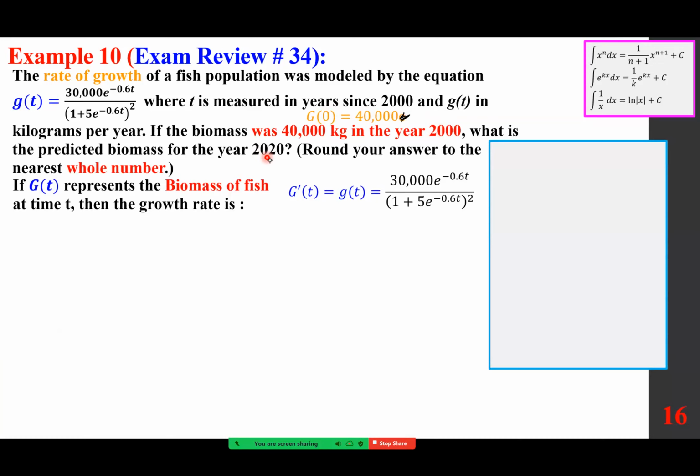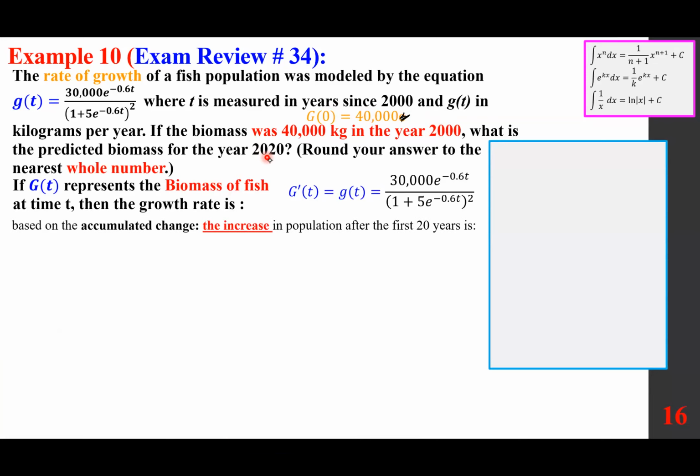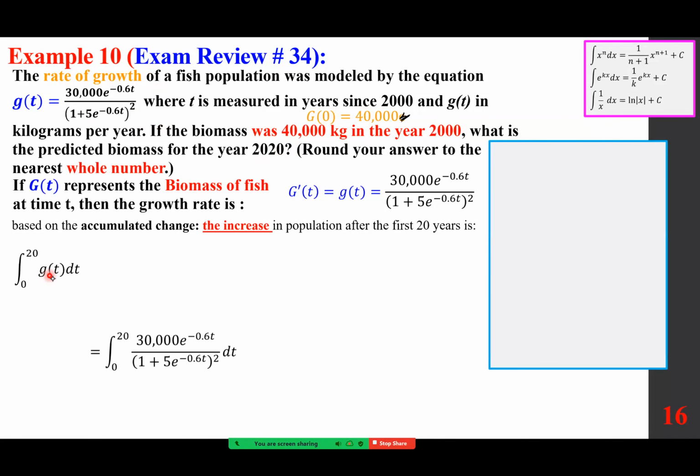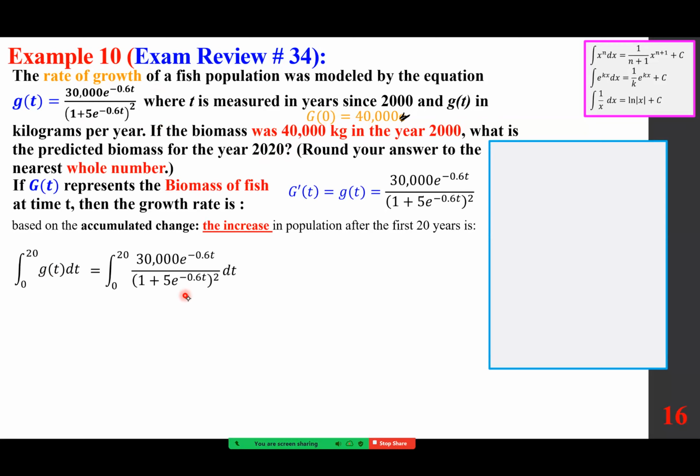So we are dealing with 20 years later. Based on the net change theorem, or accumulated change, the amount of increase in the biomass of the fish is the integral of this function, g of t, from 0, the year 2000, to 20, the year 2020. So replace the lowercase g of t. The only reason I chose this is because it is using the substitution method. We have seen this type of question before.